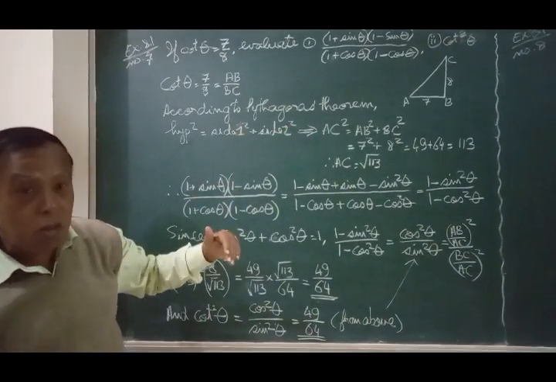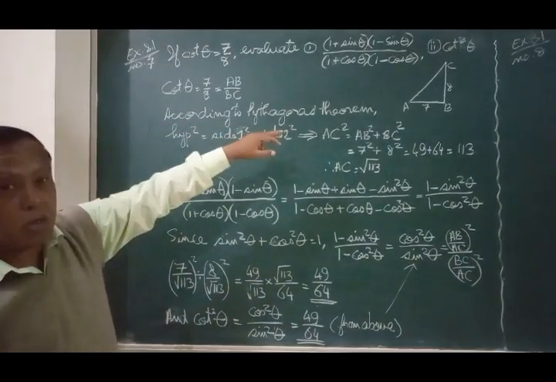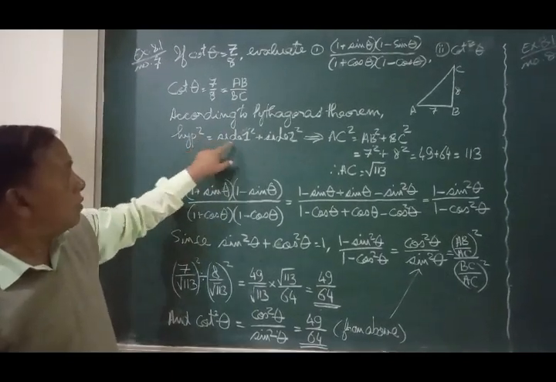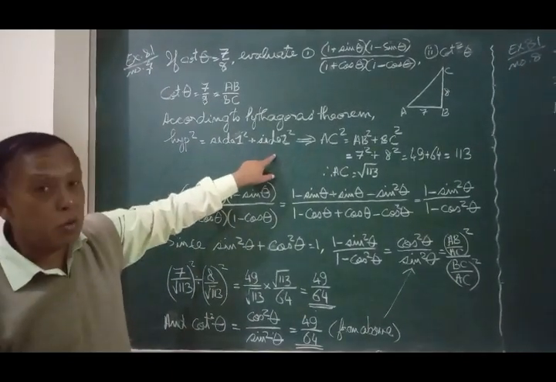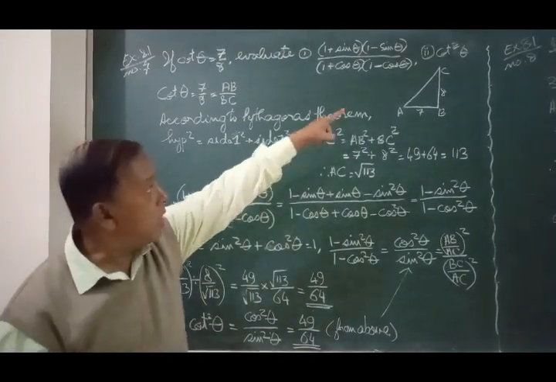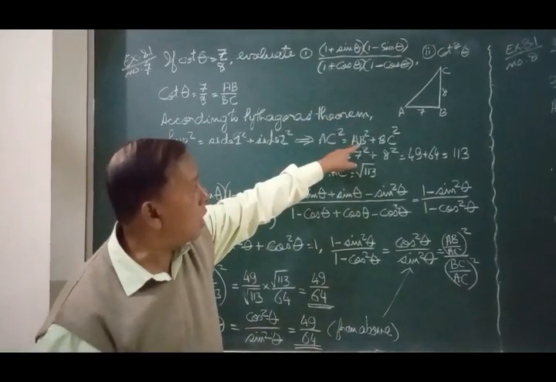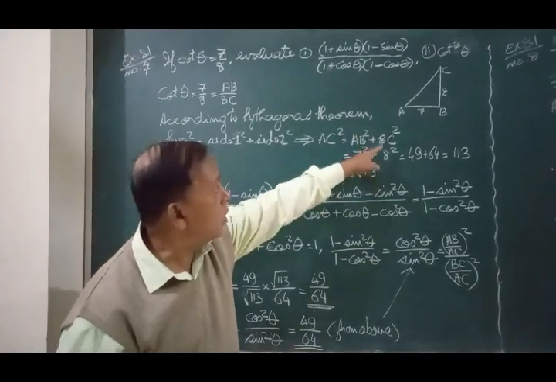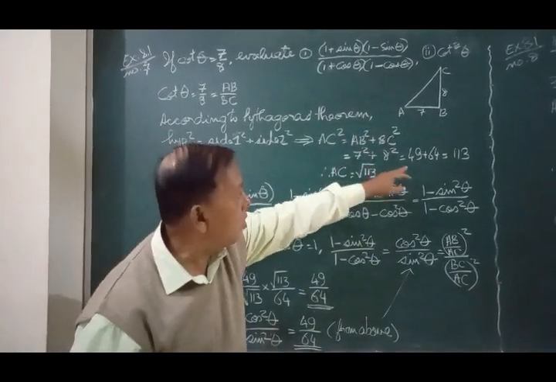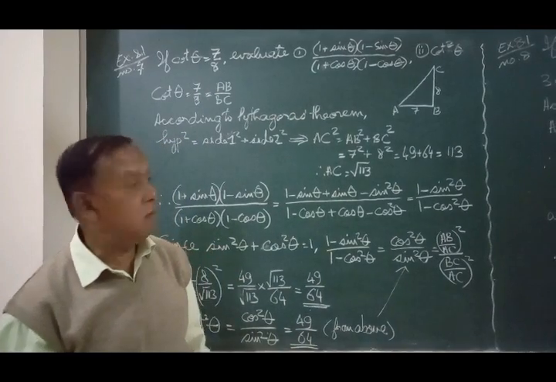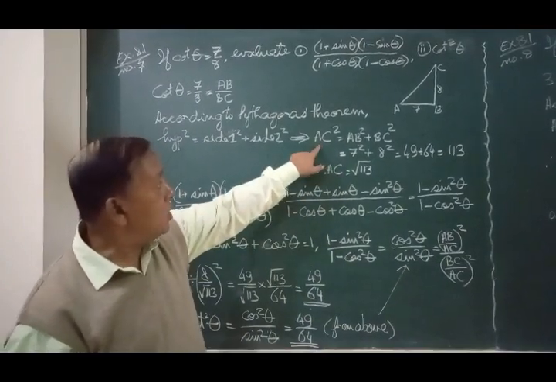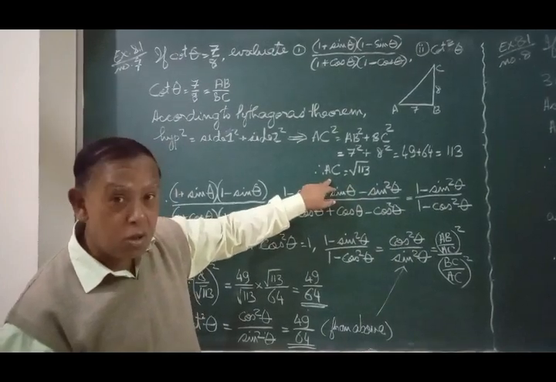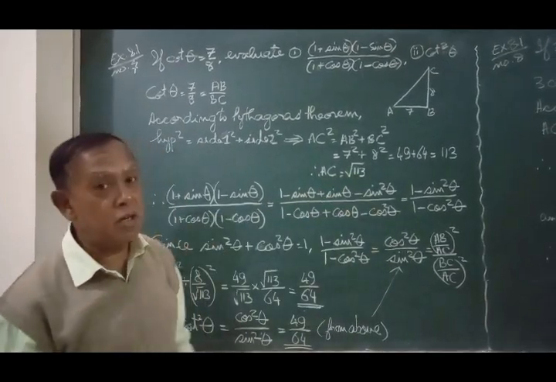Then as usual, we begin with Pythagoras theorem. Hypotenuse squared is equal to side 1 squared plus side 2 squared. That is the same as AC squared is equal to AB squared plus BC squared. What is AB? 7. What is BC? 8. So AC squared is equal to 113. Therefore, AC is equal to square root of 113.